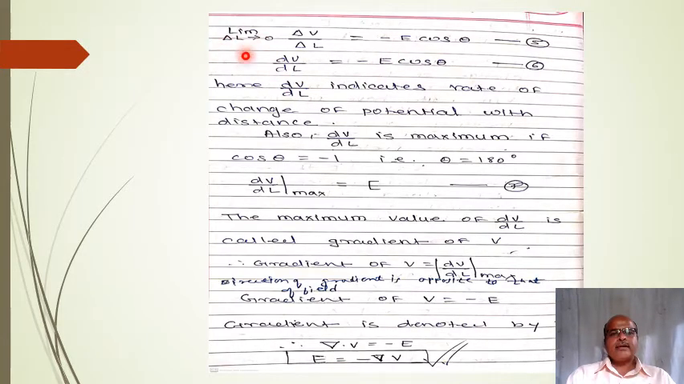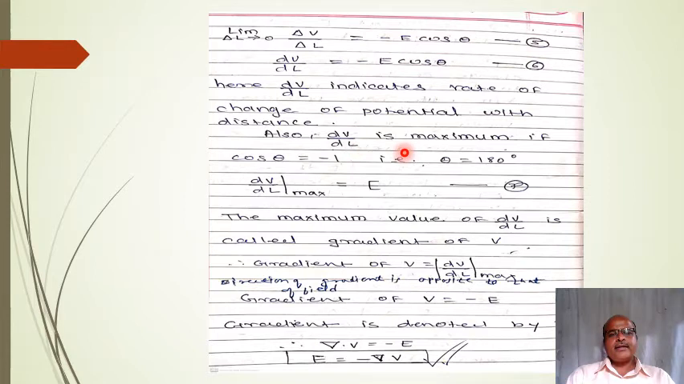Then we have to take the limit del L tends to 0. Therefore, del V upon del L is equal to minus of E cos theta. Then dV by dl is equal to minus of E cos theta, that is in differential form, where del is replaced by d. Here dV by dl indicates the rate of change of potential with distance.